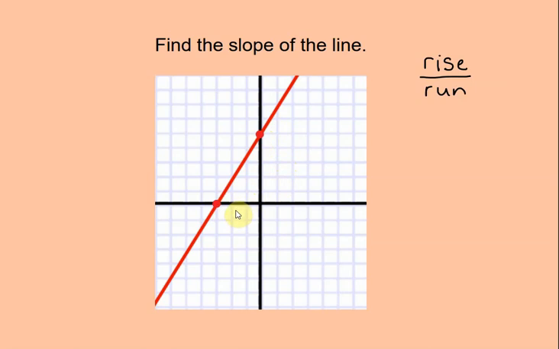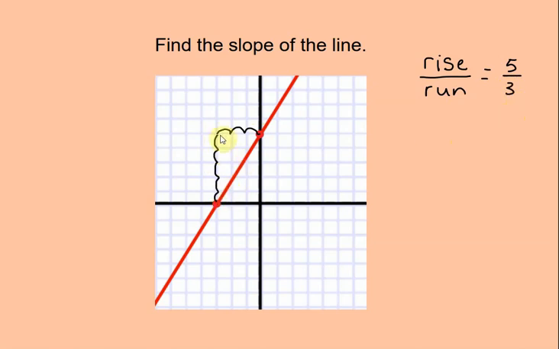Well, as we're traveling from one dot to the other, we have to stay on our lines. So imagine those being roads. We can't cross the ditches. We have to stay on the roads to get from one dot to the other. So if I start at this bottom dot and I travel up, I would travel up 1, 2, 3, 4, 5. Okay, so I rose 5 spaces. And now I'm going to run 1, 2, 3 spaces. So that would be 5 over 3.